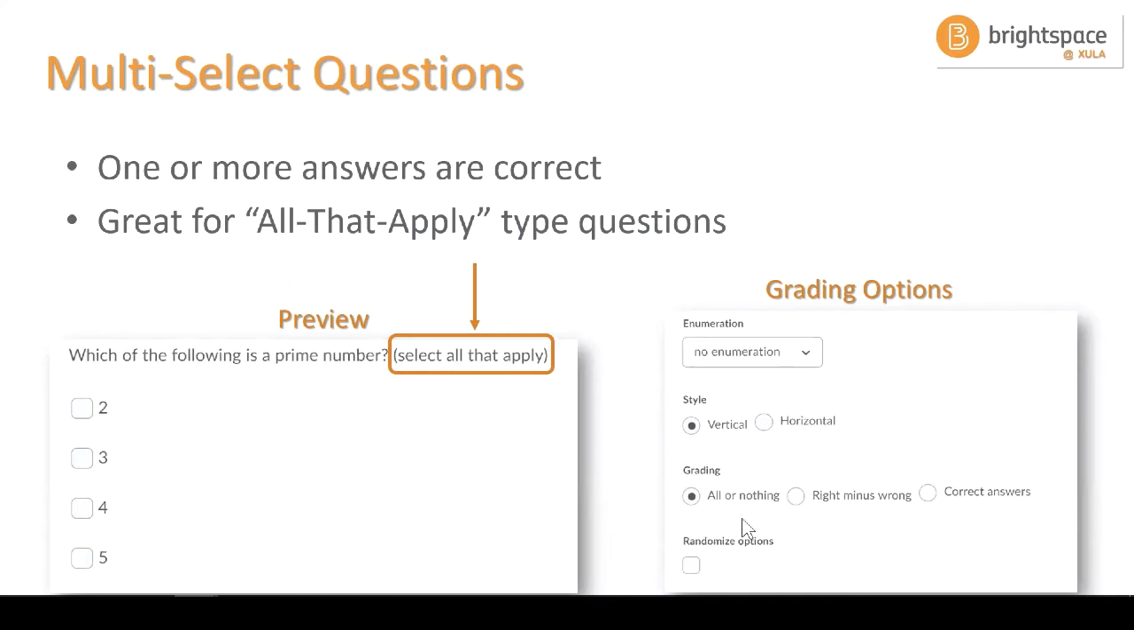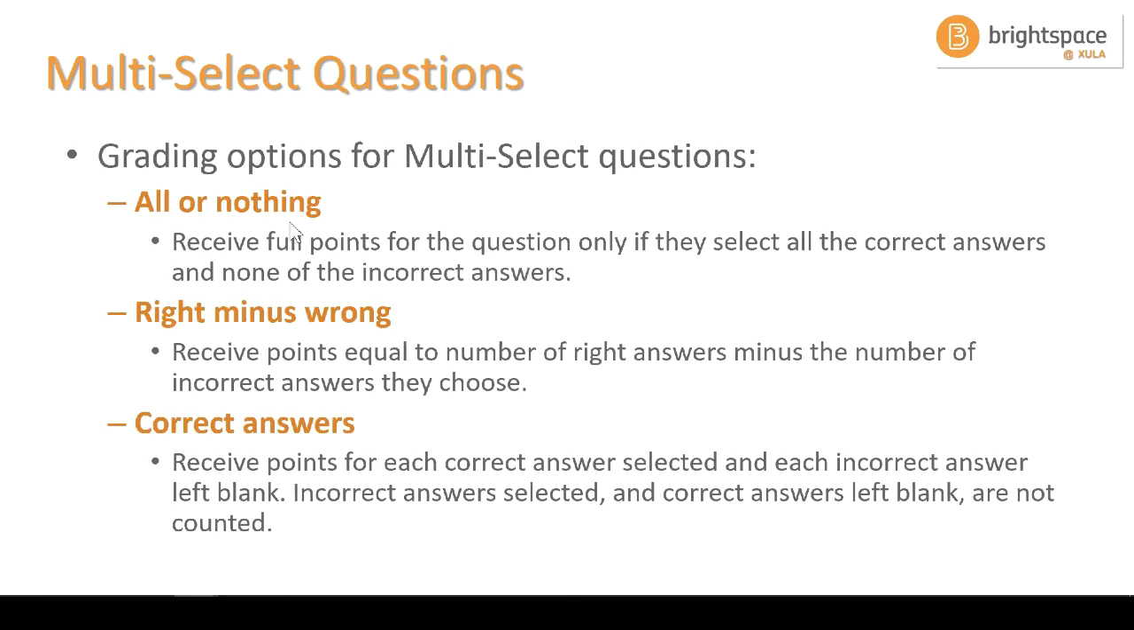Also with the multi-select question type, you have some grading options. You can indicate that they get all the points or nothing. So they would have to select all of the correct answers or get nothing. There's right minus wrong, or correct answers. For all or nothing, they have to select all the correct answers and none of the incorrect answers. With right minus wrong, you look at the right answers that they got and then subtract the incorrect answers, and that would be the points that they would get. And with correct answers, they would receive points for each correct answer and each incorrect answer that they left blank, right?